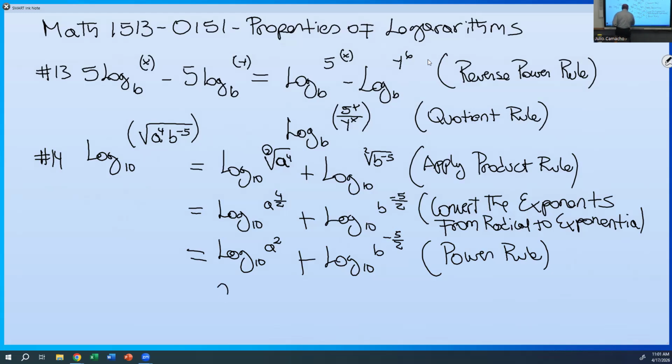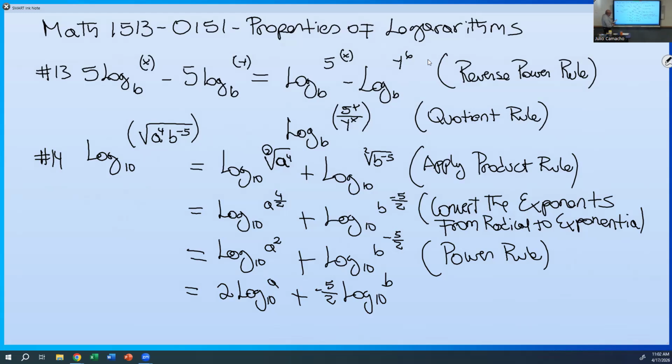There will be a 2 log 10 of a plus negative 5 over 2 log 10 of b. And that will be the final answer for question number 14.